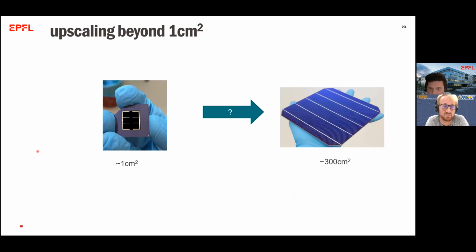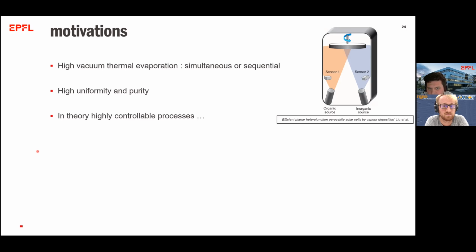Let me quickly show you an approach that we take. So there are different approaches. Overall, many people now think of high vacuum thermal evaporation, either as a co-evaporation or sequential. The advantage would obviously be high uniformity and purity. And in theory, if we asked people that make OLEDs, they would say, yeah, it's very controllable. But the problem is the organohalides.